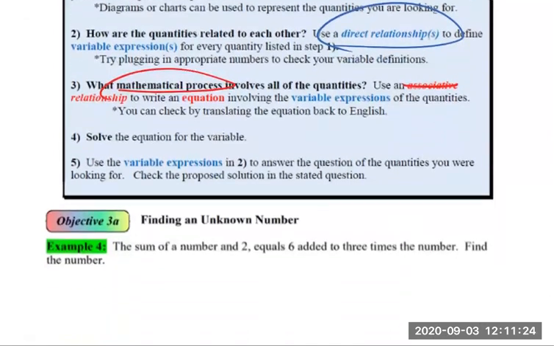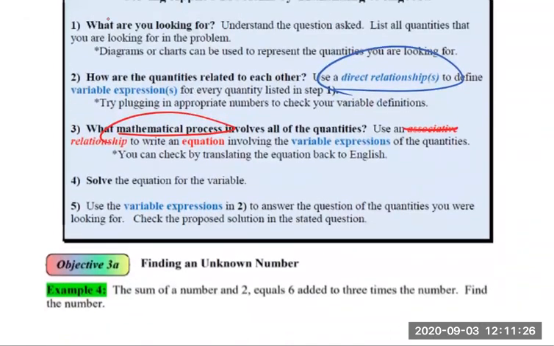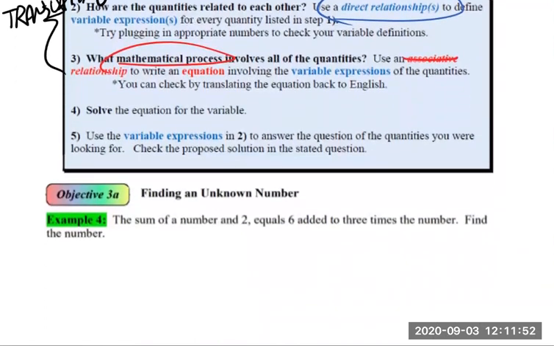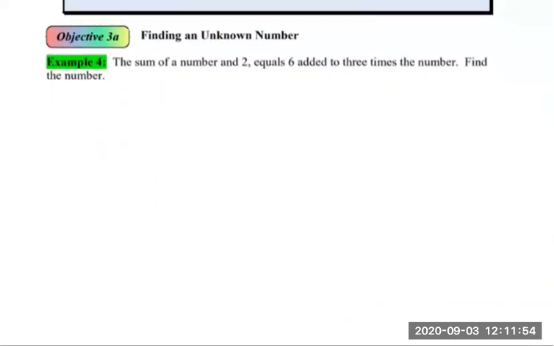Here's an applied problem. Again, I'm just going to label the steps, but the key things are the questions that I ask along the way. What am I looking for? How are the quantities related to each other? And what mathematical process involves all the quantities? These three are the main translations. This is how we're translating from English to algebra. So for this first one, this is just a number problem.